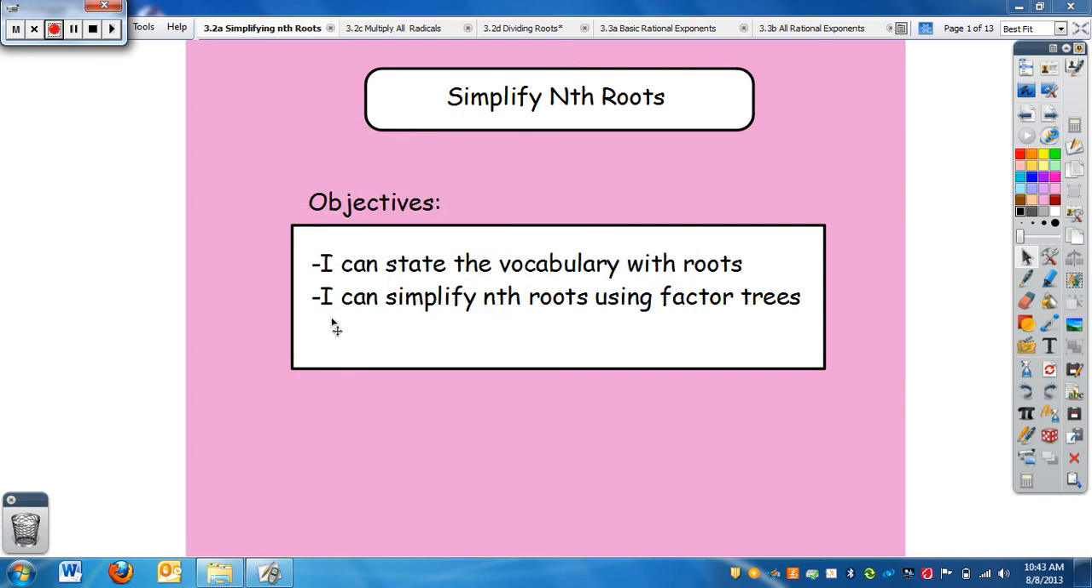So in this video, we're going to start learning about roots and how to simplify roots. It's going to be simply more than just typing in a calculator. So your objective is that you can state the vocabulary dealing with roots, and then you can simplify an nth root using factor trees.